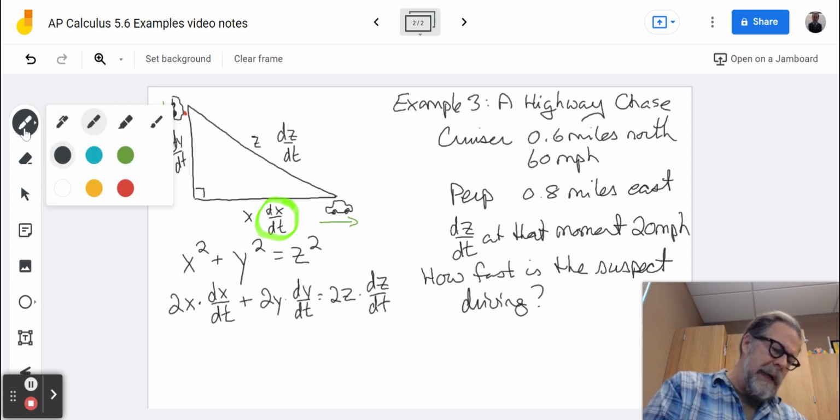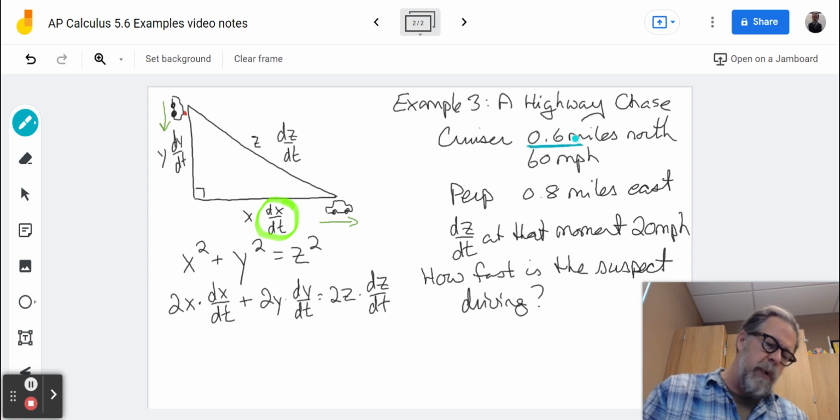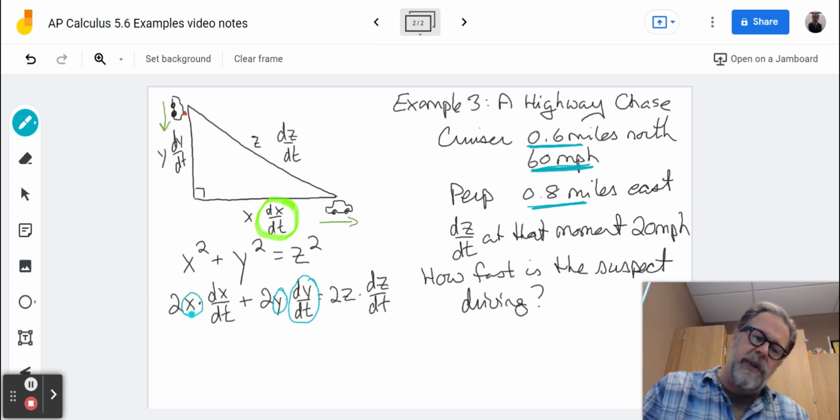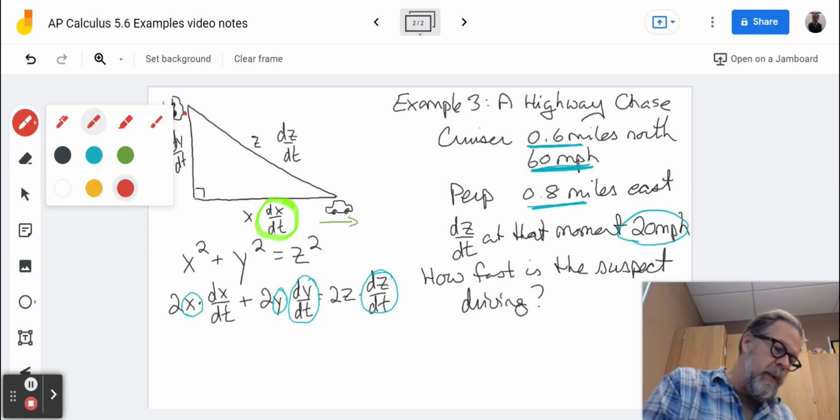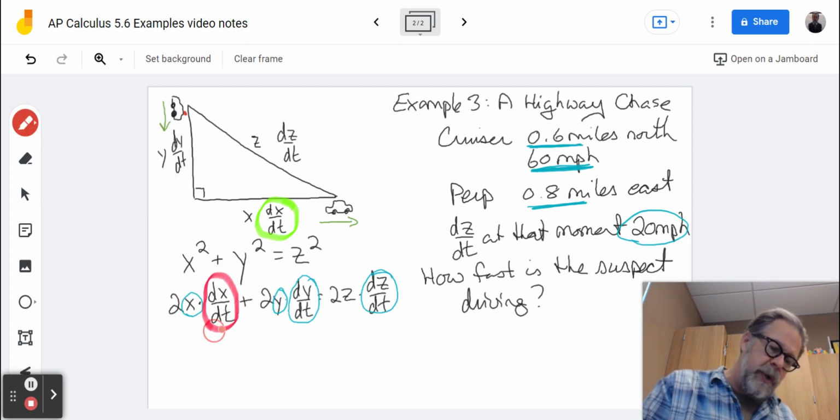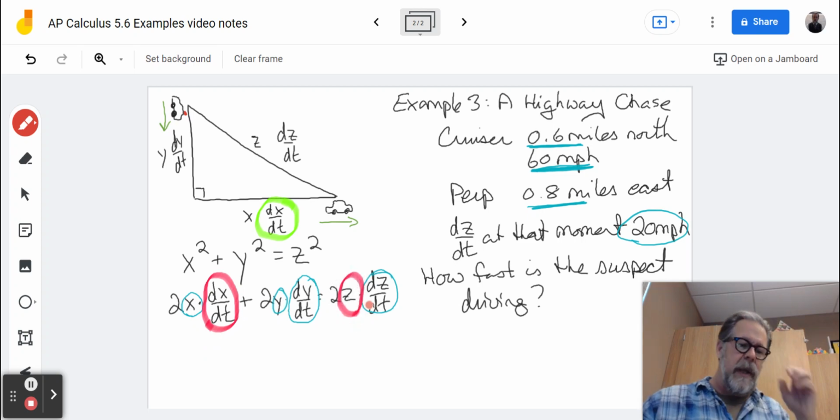So let's see what we know. I'm going to circle in gold or blue the things we know. We know y because we're told it's 0.6 miles north. We know dy/dt because we're told the cruiser is going 60 miles per hour headed south. We know x because we're told where the perpetrator is. We know dz/dt because we're given that information. So we have two unknowns at this point: dx/dt, which is what we want, and z.